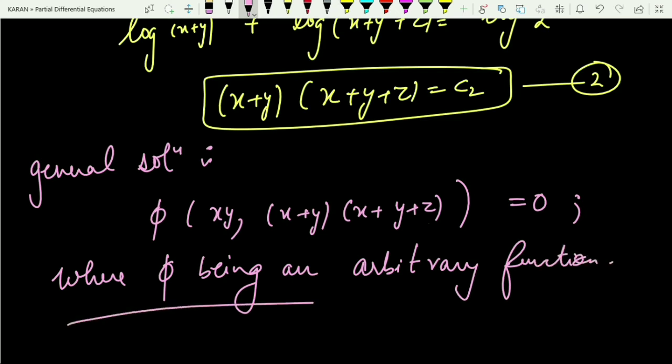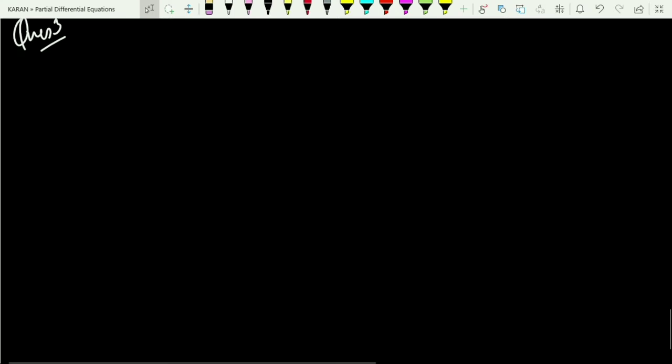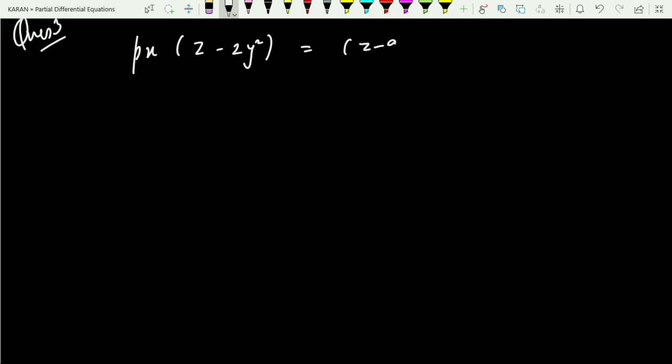Right, so that is how we will proceed in this question. Moving on to one of the interesting problems in this category of questions: px multiplied with, so you all should note it down, (z minus 2y square), right? So this is equal to (z minus qy) multiplied with (z minus y square minus 2x square). So that is the question for the day.